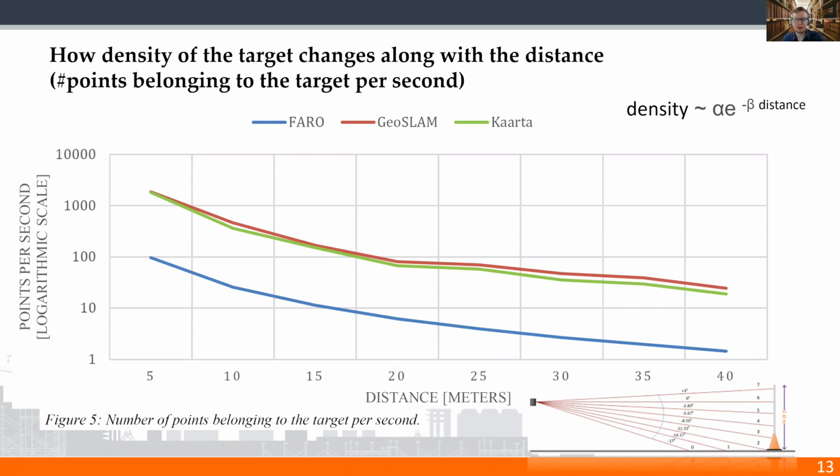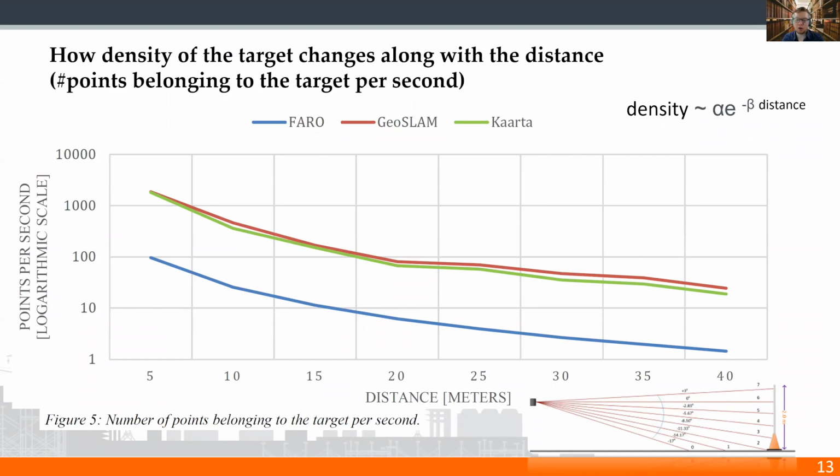Let's start with the density of the target, and then we will move on with the accuracy. In this graph, we can see that as the distance grows, the density of the target, measured in points per second on a logarithmic scale, decreases linearly or even slightly exponentially. So we can draw a conclusion that the density of the point cloud is an exponential function of the distance, because this linear decrease is on the logarithmic scale.